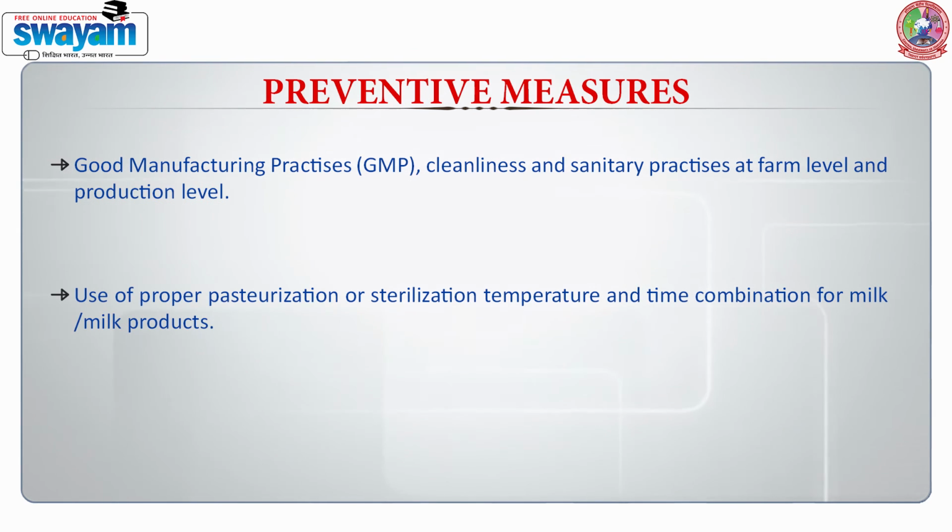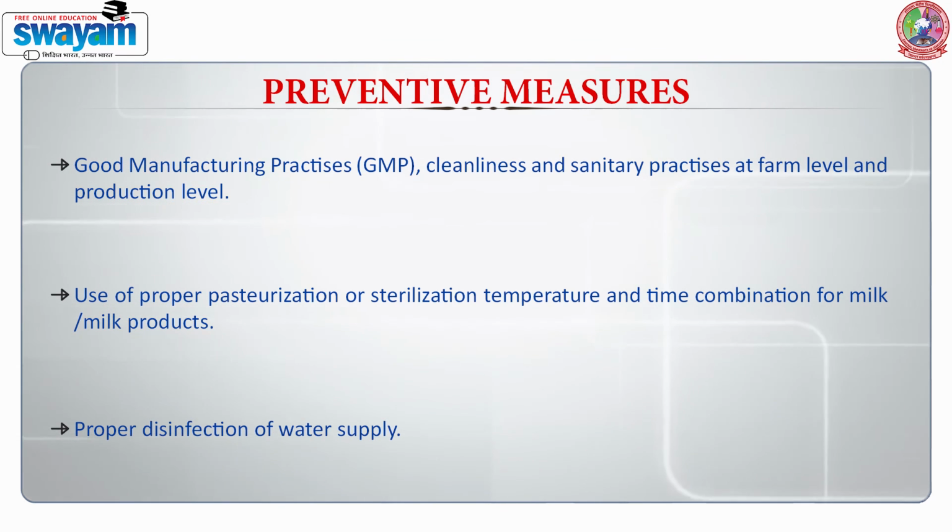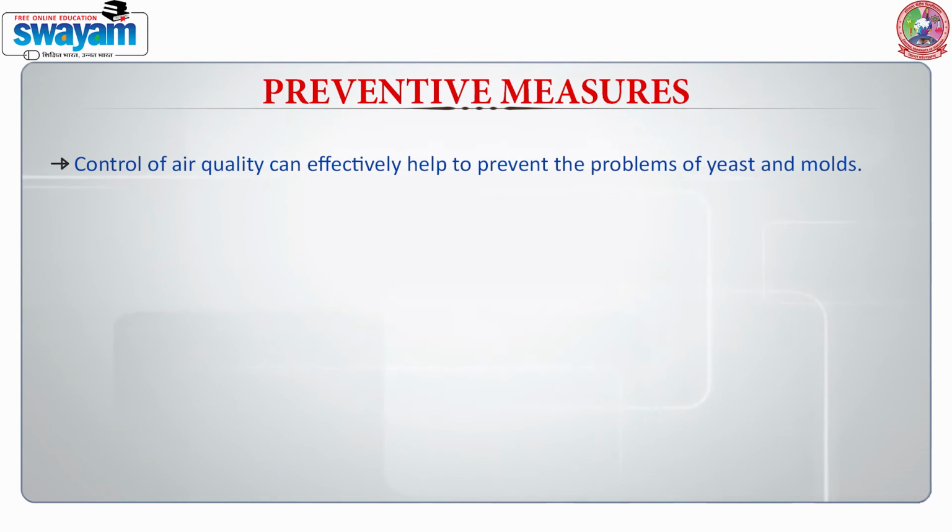We should also use proper pasteurization and sterilization temperatures and time combinations, which is very, very important. And we should also not forget about the water quality, because in the processing of milk, lots of water is used. So therefore, we should be doing proper disinfection of the water supply which is being used in the milk plant and for the manufacture of milk and milk products. Then most of the microorganisms also come from the air. Therefore, we need to keep an eye on the quality of the air, because this will really help us to prevent the problem of yeast and molds, because most of the spores are found floating in the air.